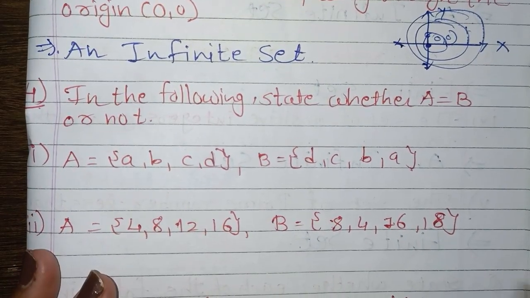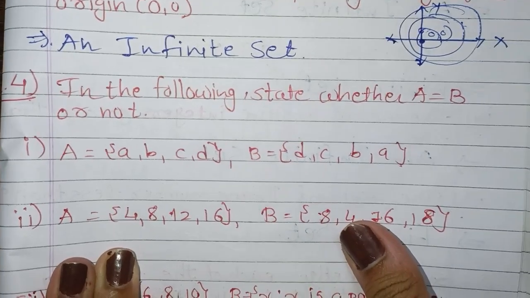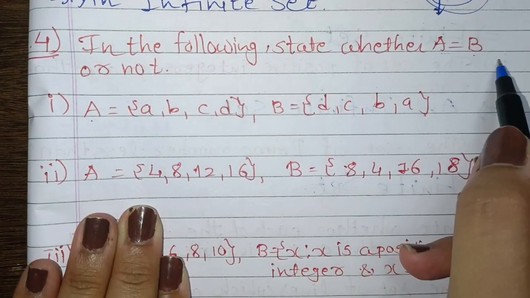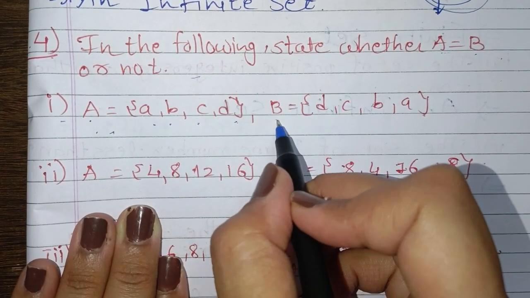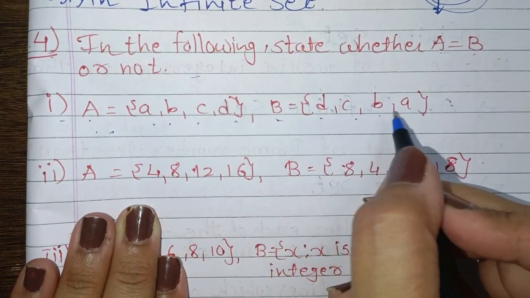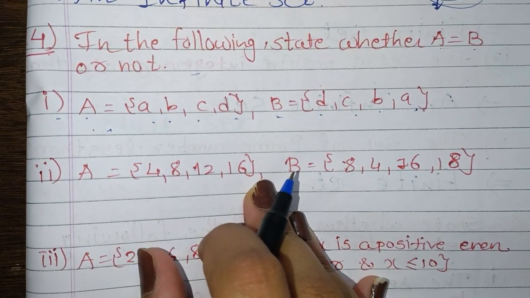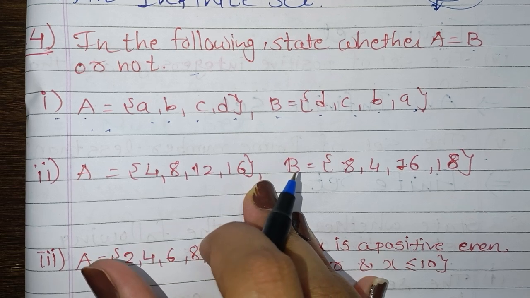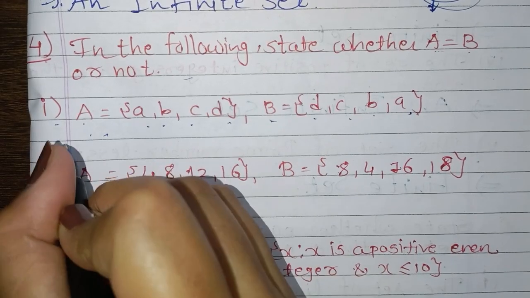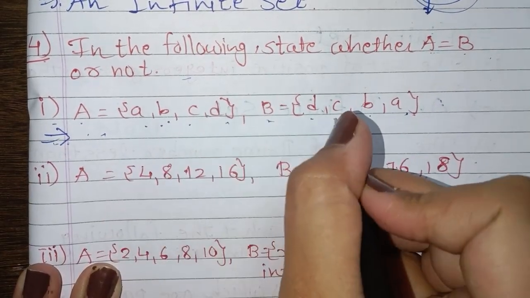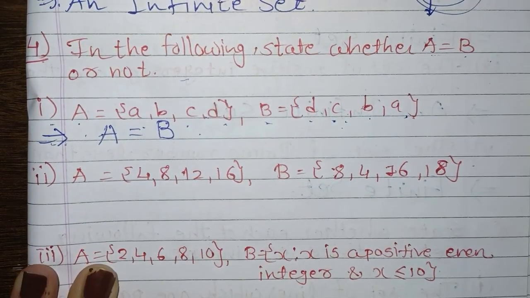Question number 4. In the following, state whether A equals B. Question number 1: A equals {a, b, c, d}, and in the set B we have elements d, c, b and a. Here A equals B because the order in which the elements of a set are listed is not significant. All the elements of set A and B are equal. That's why A equals B.